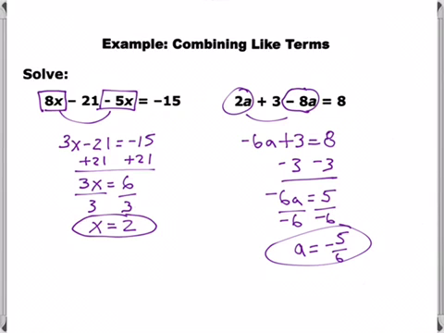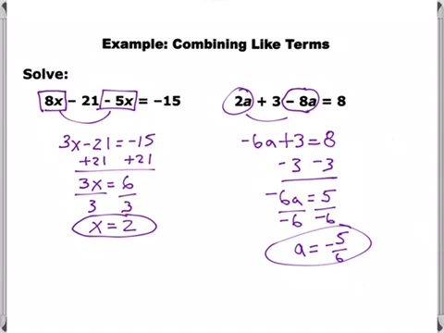In the third example, you get 8x minus 21 minus 5x equals negative 15. Your first step is to combine the like terms of 8x and negative 5x, resulting in 3x. From there, you take 3x minus 21 equals negative 15. You're going to add 21 to both sides. You should get 3x equals 6, and then you need to divide by 3 to get x by itself, so that way x equals 2.